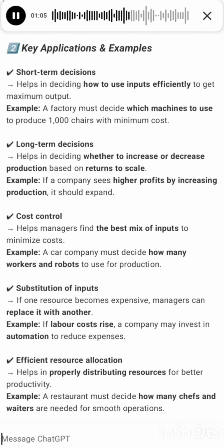Substitution of inputs. If one resource becomes expensive, managers can replace it with another. Example, if labor costs rise, a company may invest in automation to reduce expenses. Efficient resource allocation helps in properly distributing resources for better productivity. Example, a restaurant must decide how many chefs and waiters are needed for smooth operations.